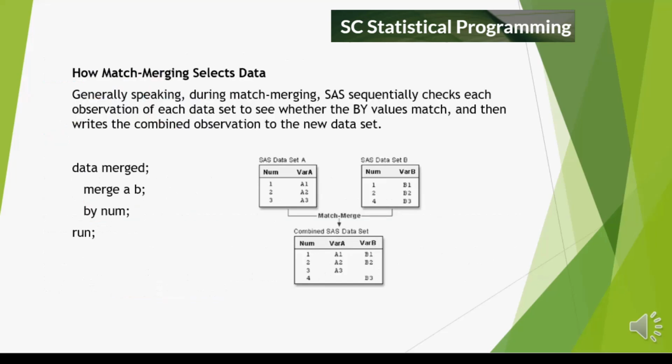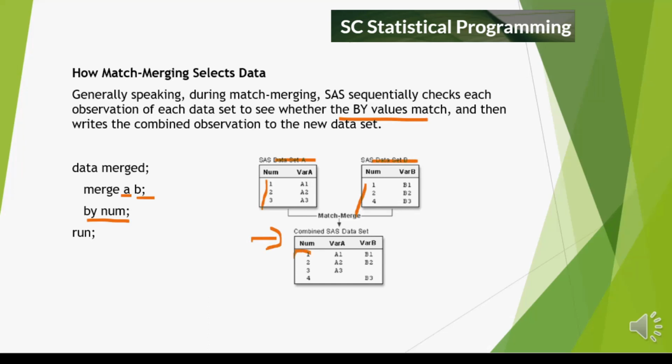During match merging, SAS sequentially checks each observation of each data set to see whether the BY values match, and then writes the combined observation to the new data set. Here is example code to match merge data sets A and B by num. For data set A, we have observations 1 to 3, and for data set B, we have observations 1 to 4. This is the combined data set after match merging.